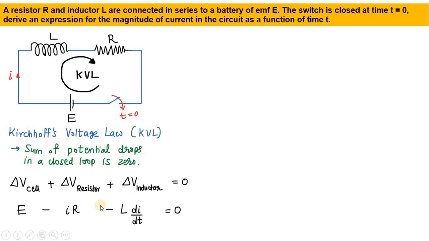One important note regarding the inductor. When you are traversing the circuit in the same direction as the current and you are using KVL, you put minus L di by dt for the potential difference of the inductor. But if you are traversing opposite to the direction of the current, then you should put plus L di by dt. So students, please remember this very important fact. Whenever you are solving an LR circuit, if you traverse in the same direction as the current, you must always take a minus sign for L di by dt, which is the potential difference of the inductor.